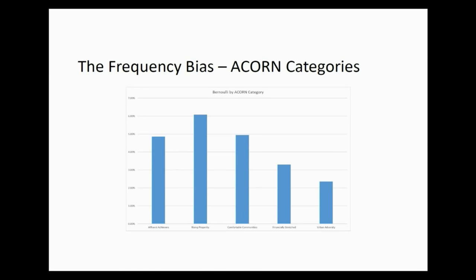And again, we can see there's quite a lot of variation there. There are a lot more houses being sold in those postcodes where you have affluent achievers and rising prosperity, and not much going on where you have a bit of urban adversity. So there's clearly variation in frequencies as we look at these different ways of partitioning the stock of housing.